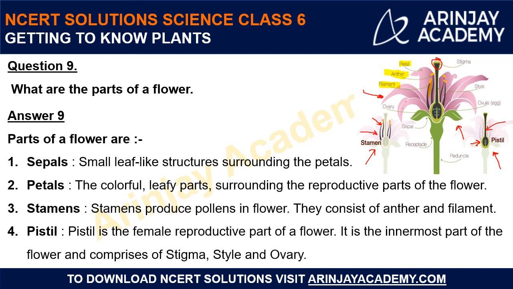So understand, where is the pistil located? The pistil is located at the innermost part of the flower. The pistil is situated along the central axis of the flower. So it is surrounded by all the other parts of the flower. So here we are done with the various important parts of a flower. Now let's move to the next question.